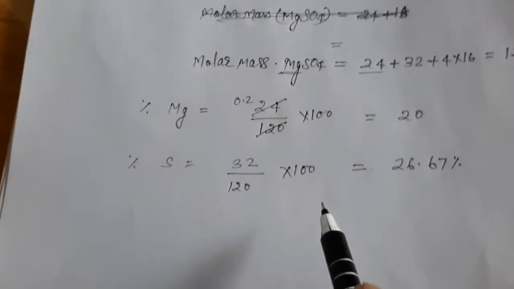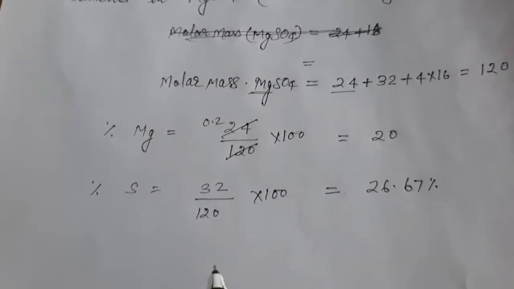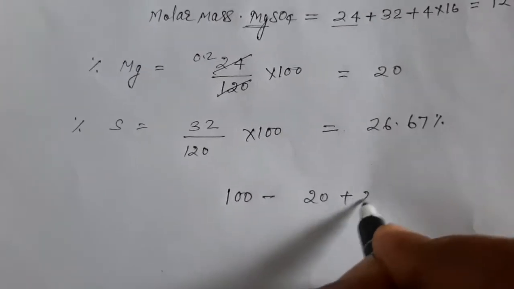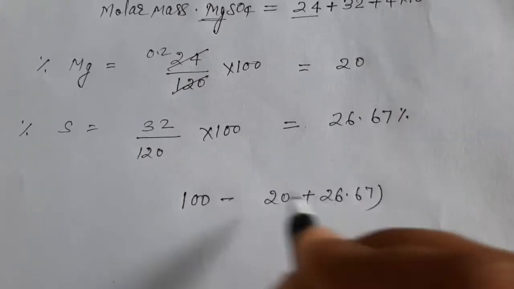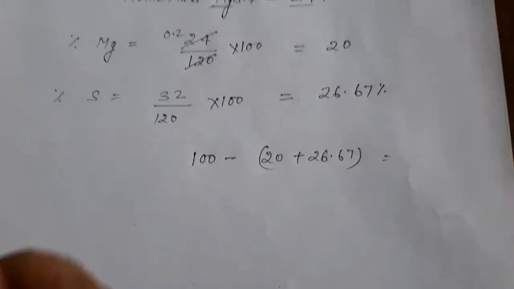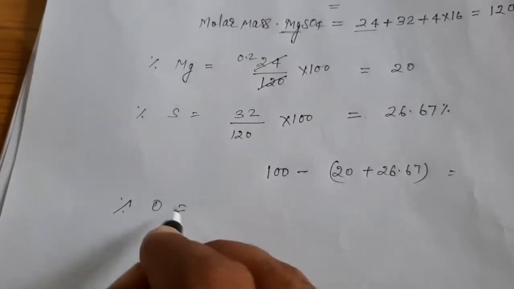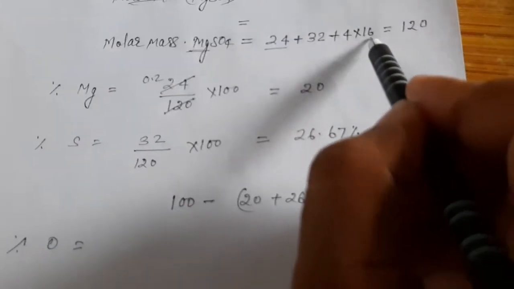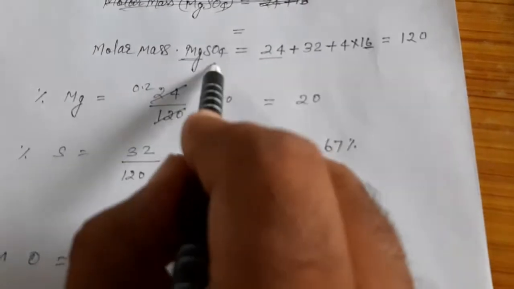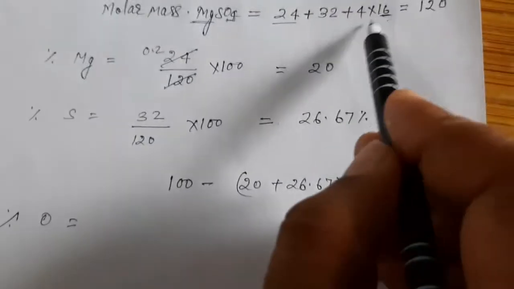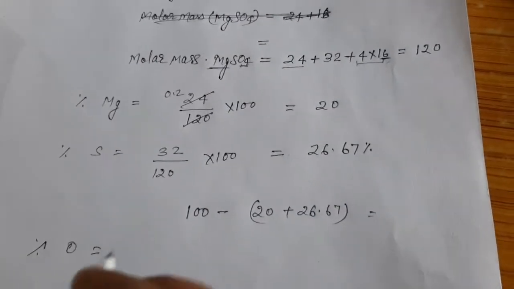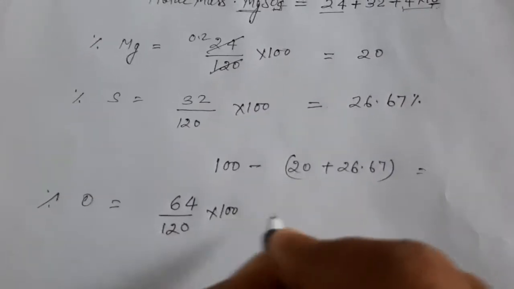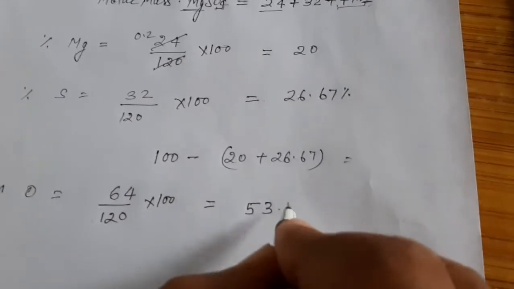Rest, third one can be calculated like this: 100 minus 20 plus 26.67, or like this: percentage of oxygen equals the one oxygen atomic mass is 16 and total 4 oxygens are there in this compound. So we have to write here 16 into 4, that will be 64. So 64 divided by 120 and multiplied by 100, and the total equals 53.33%.